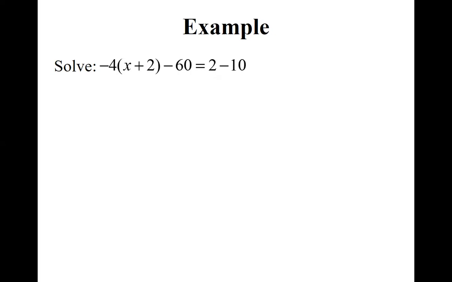Use the addition property to get everything where it needs to be on which side of the equation. Simplify. And then use the multiplication property to divide by whatever we need to divide by to get the x by itself. So how can we apply that here? First, simplify each side of the equation.